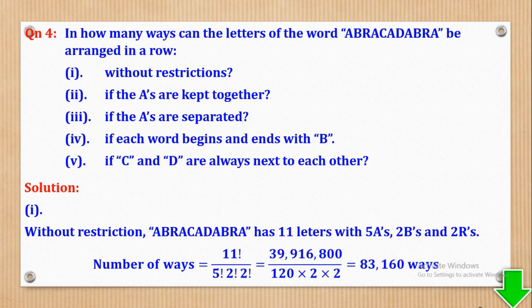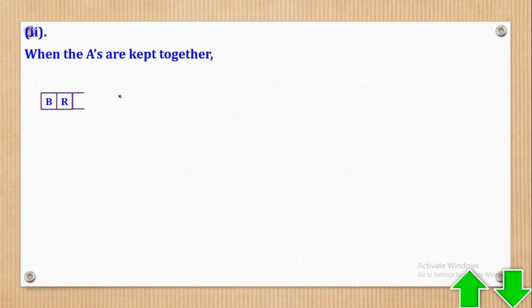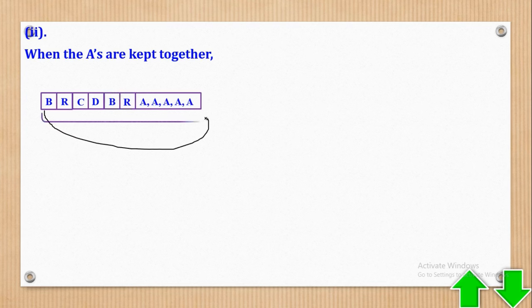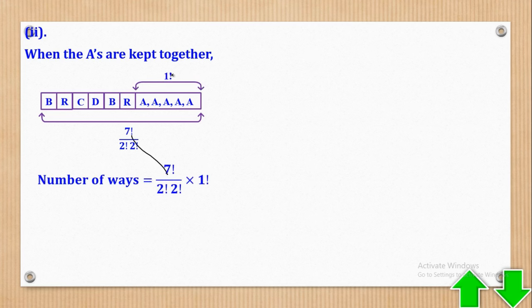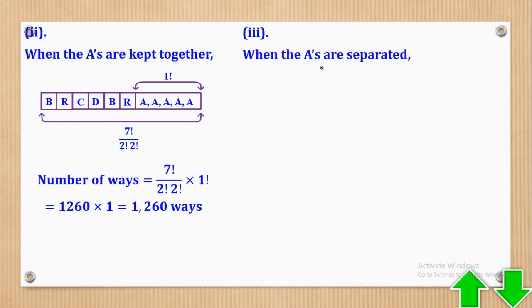So now we shall go to Roman 2, where the A's are kept together. So you come to see that when the A's are kept together, we need an illustration. Therefore, the arrangement from here up to here, we shall come up with 7 factorial over 2 factorial times 2 factorial. So I believe by now you know where this is coming from. Then these are all identical, meaning that the number of arrangements will be 1 factorial. Therefore, the total number of arrangements will be this times this to give you that. Then Roman 3 is when the A's are separated. So mutually exclusive events, we shall subtract to come up with this.